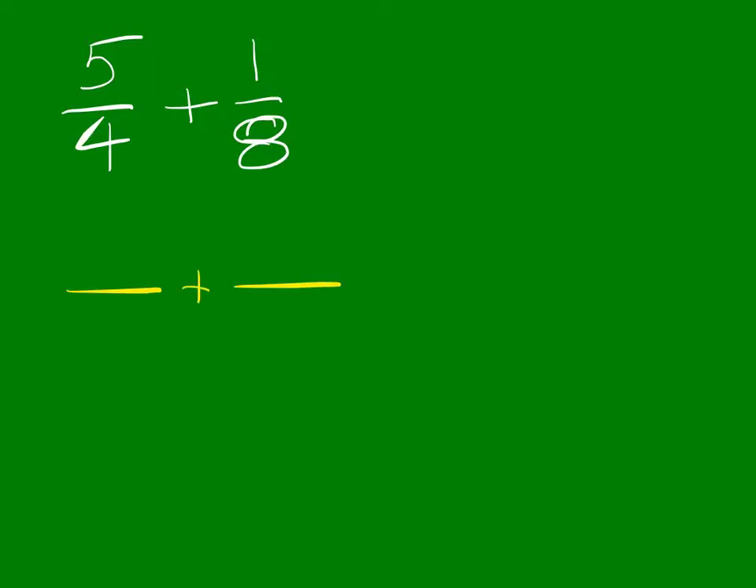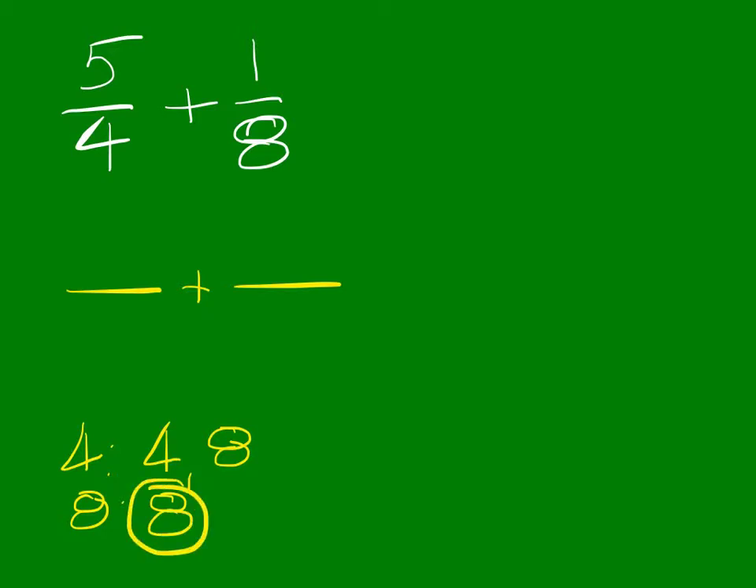This is 5 over 4 plus 1 over 8. What's the lowest number that they both have in common? 8. 8 is right. If you do it in terms of the times table, look at 4 and 8. 4, 8, and then 8 is the first one in the 8 row. So that's the lowest one they have in common.